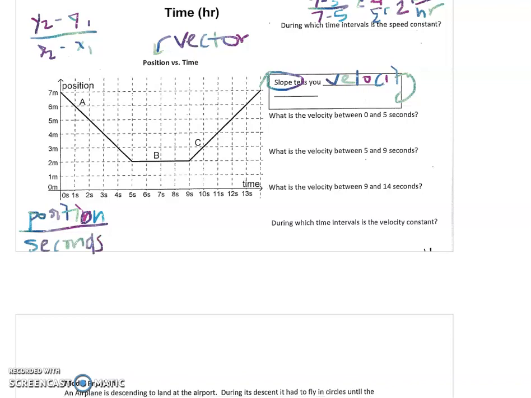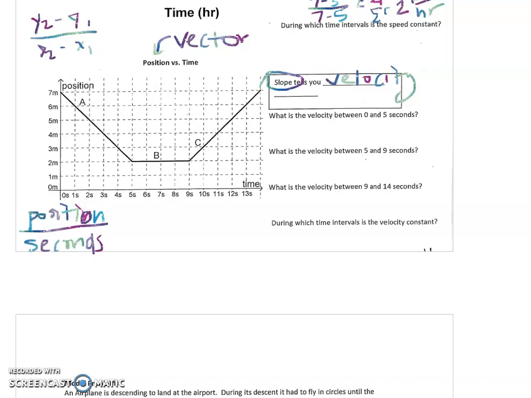All right, so what is the velocity between 0 and 5? What's really important to notice here is the negative slope. Negative slope means that it is moving in a negative direction. So it's starting at 7 meters, but it's moving backwards to 2 meters. So that would give us a negative velocity, and that's okay because velocity tells us direction and the negative sign tells us direction.